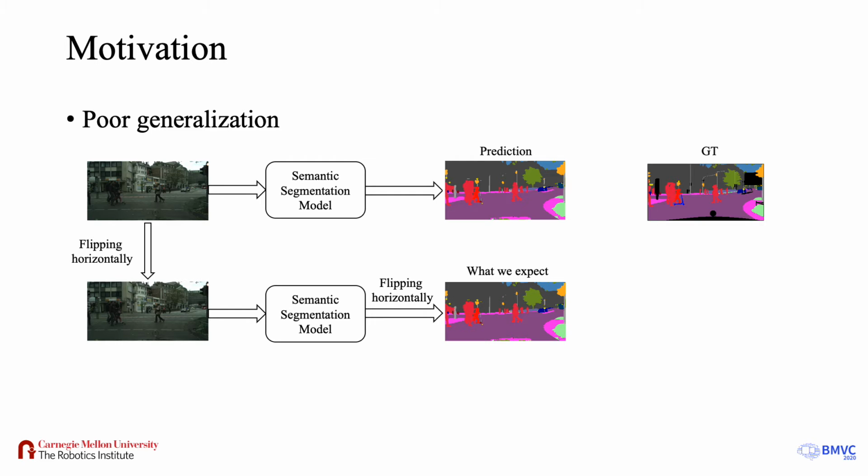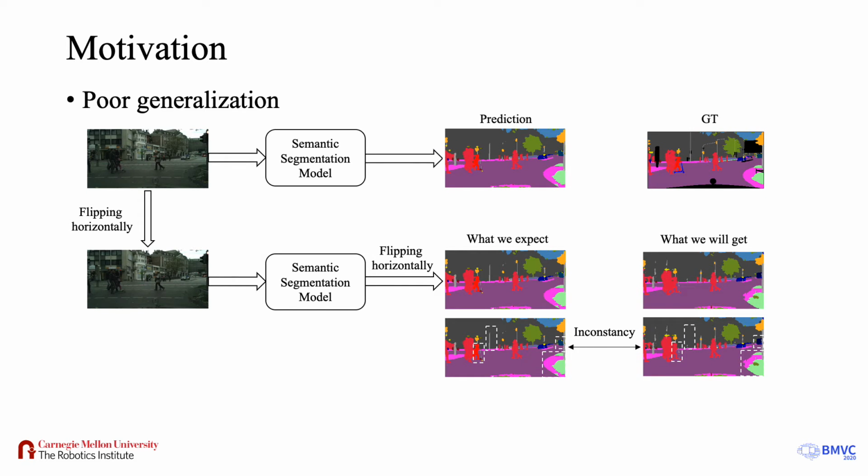Given the input image and the model prediction, we expect to have similar predictions if we simply flip the input. However, we observe that the model prediction changes as we flip the input. This kind of inconsistency and high variance affects the active learning process directly and causes the model to select the wrong sample as the most informative sample during the active learning process.